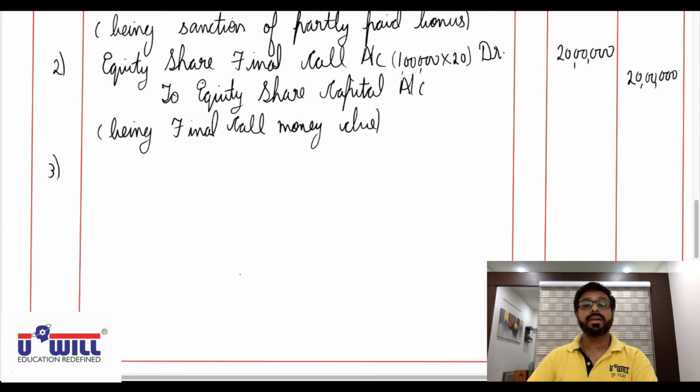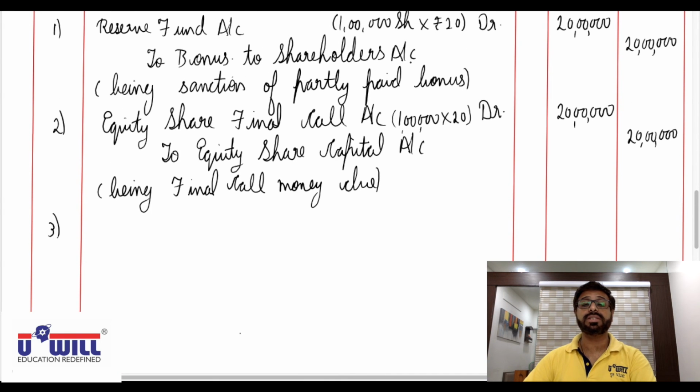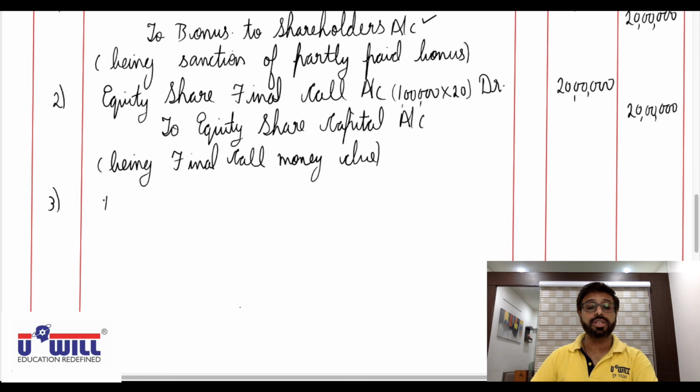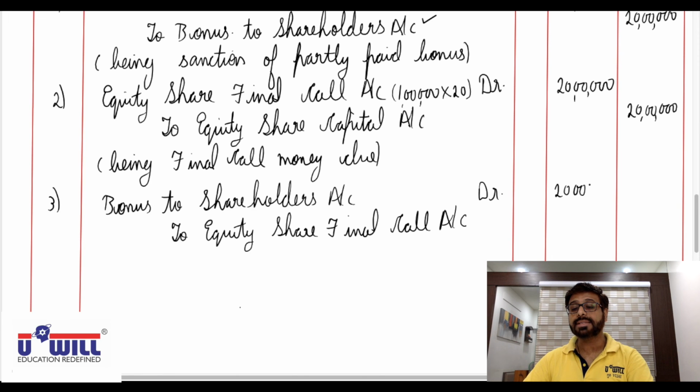Then third entry, normally for receiving final call, bank to final call, but here we are not going to receive, so instead of bank we will debit which account? Bonus to shareholders. So bonus to shareholders account debit to equity share final call account, with what amount? 20 lakhs.